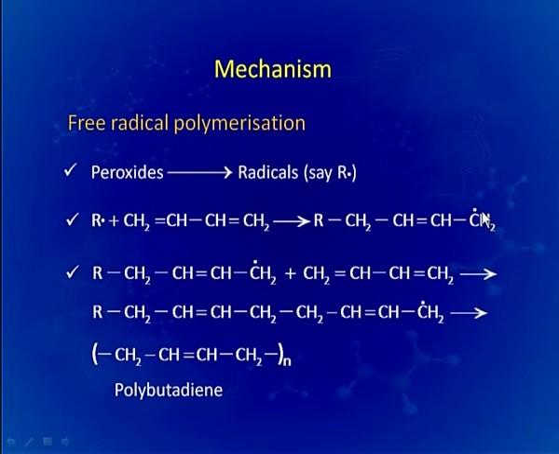So, this is the initiation step. In the second step, which is called the propagation step, this free radical will attack another molecule of butadiene and in the same way this will be continued. So, we will be getting a long chain of free radical. Finally, the termination step takes place when different chains of free radicals combine together to give us polybutadiene.